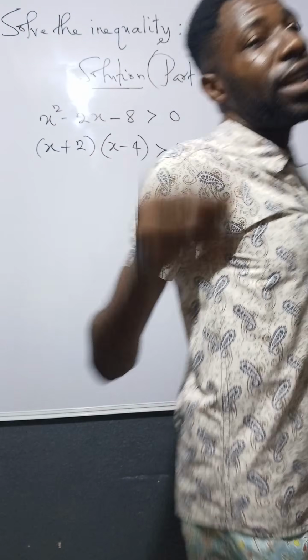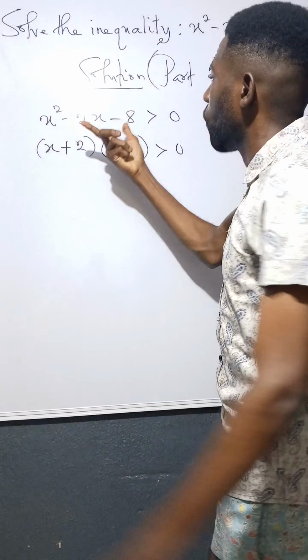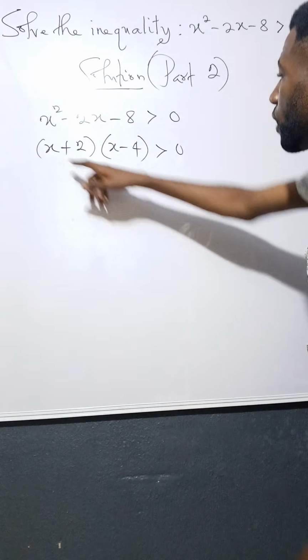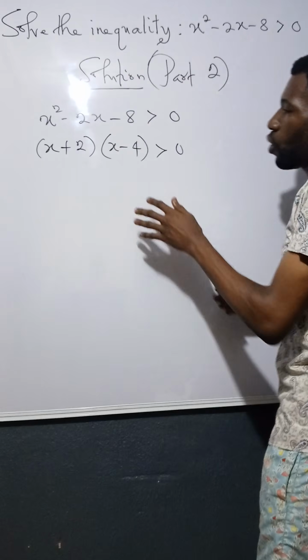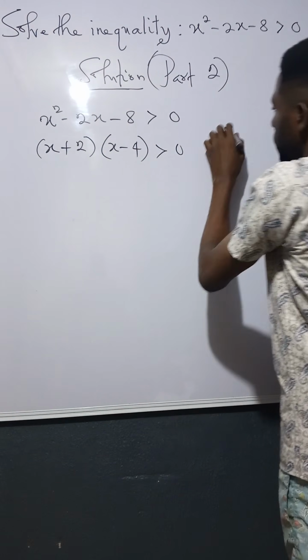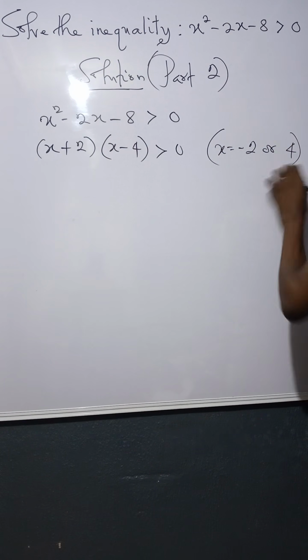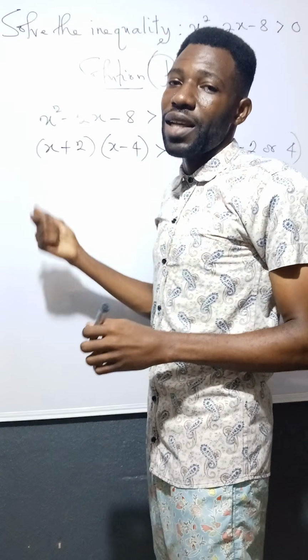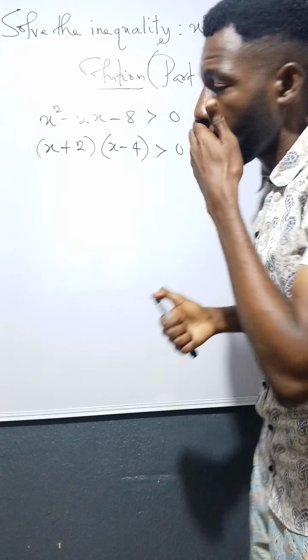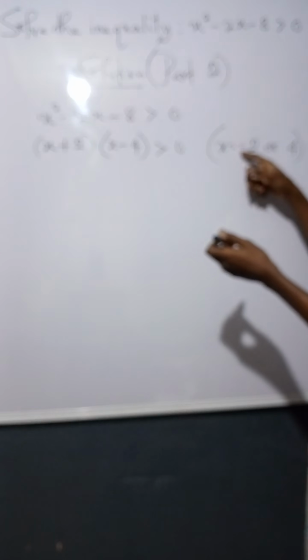So in my last class, I showed us how to get a critical point of this inequality question. All right, so back to this place. Once you've gotten your answer, like we did the last time, we said x is minus 2 or positive 4. So we have to get our intervals where this will hold. I have minus 2, 4.